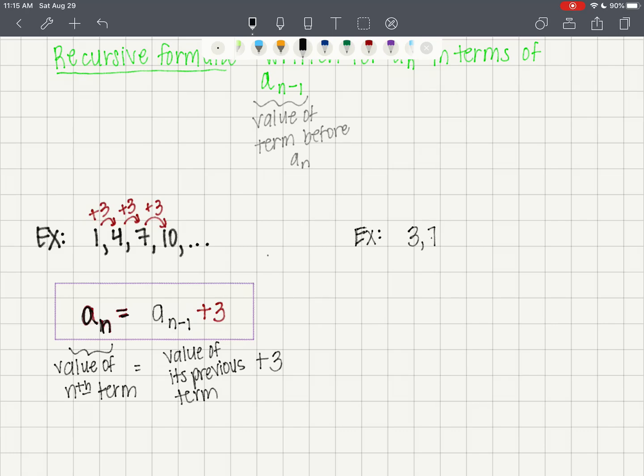So let me show you another one, 3, 7, 11, 15. So what do we do to the previous term? Well, we add 4. So we're adding 4 to the previous term, so that would be the recursive formula for that example.